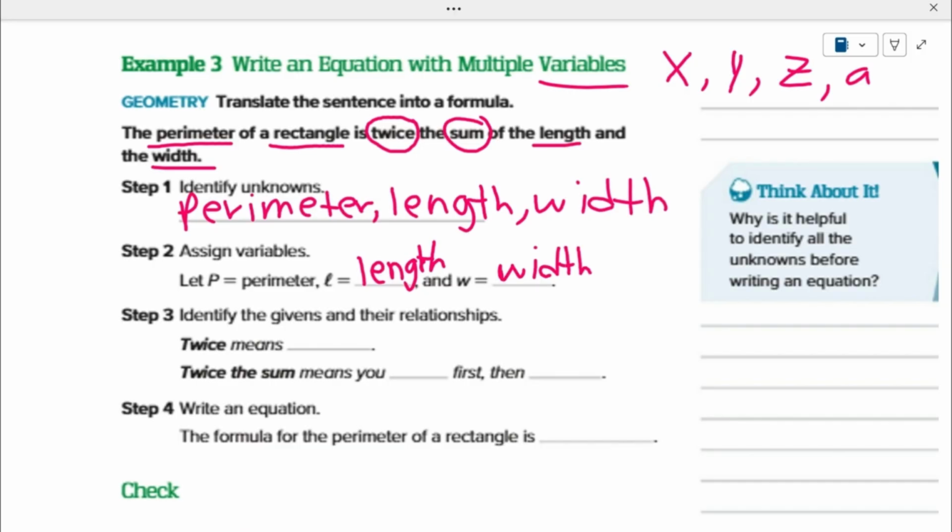Identify the givens and their relationship. So twice is going to mean multiplication. So we're going to say multiply. Twice the sum means that we are going to add first and then multiply.